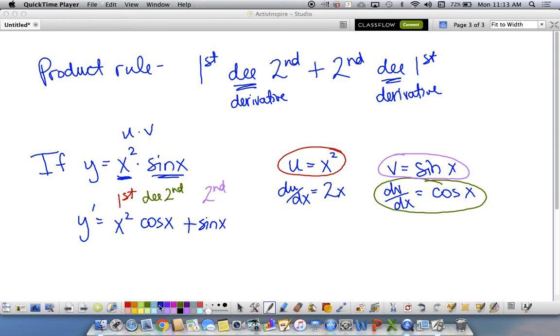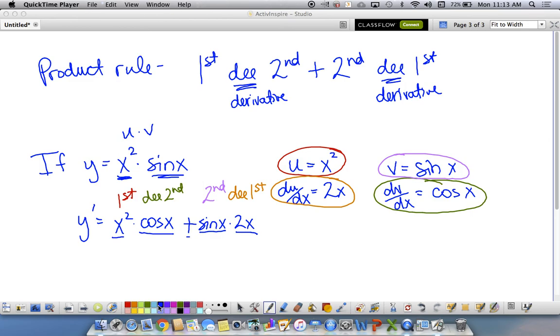And then what is the derivative of the first function? Second, d first. The derivative of our first function is 2x. So can you see we have first, d second, plus second, d first. Okay? And yeah, it looks a lot more complicated because we have multiple products going on here. But that's the product rule.